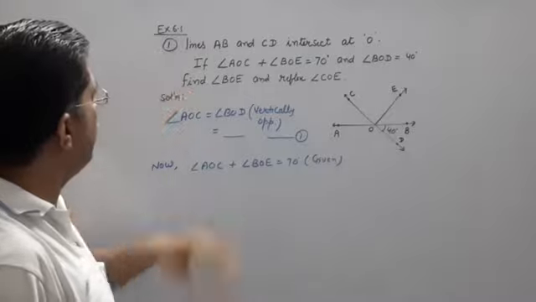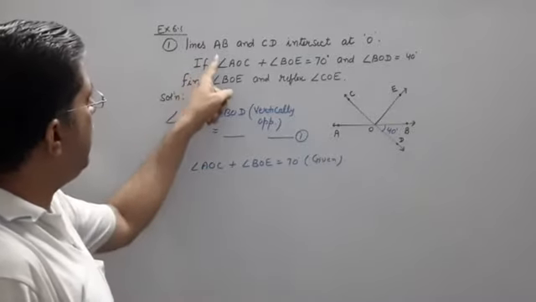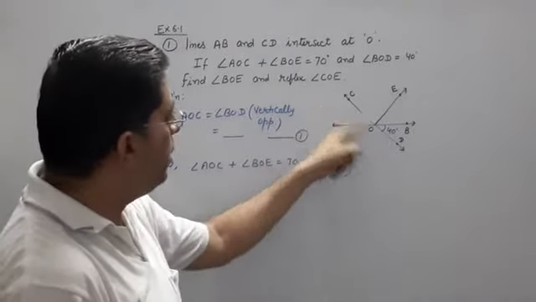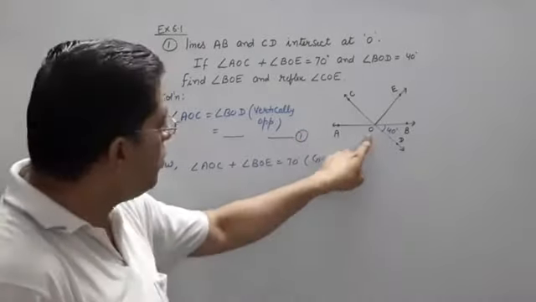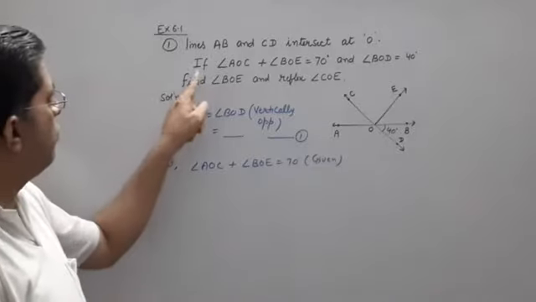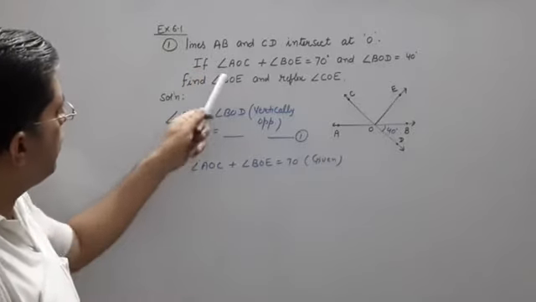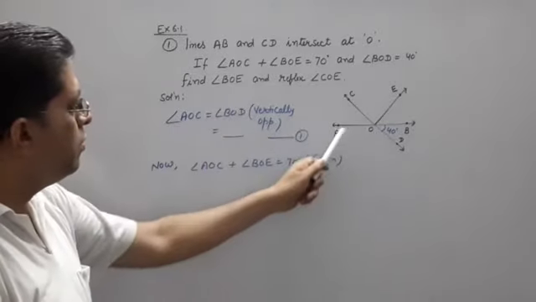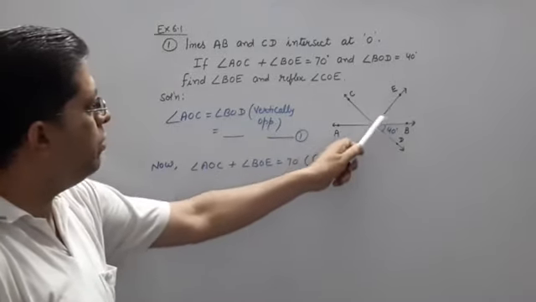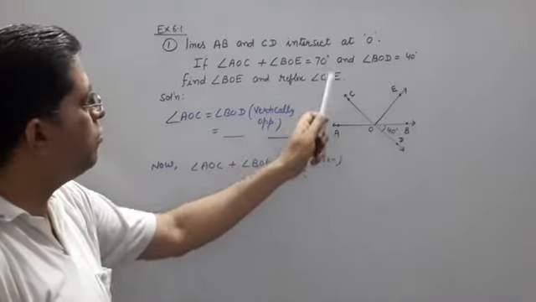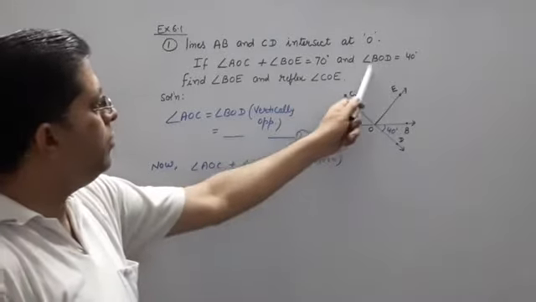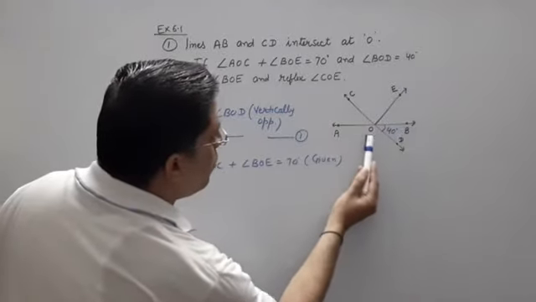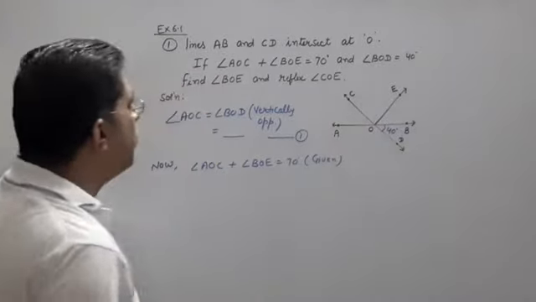Exercise 6.1, question number 1. Lines AB and CD intersect at O. See here, AB and CD are intersecting at point O. What is given? If AOC plus BOE is equal to 70 degrees. AOC and BOE, the sum of these two is given to you as 70 degrees. And BOD is given to you as 40 degrees.